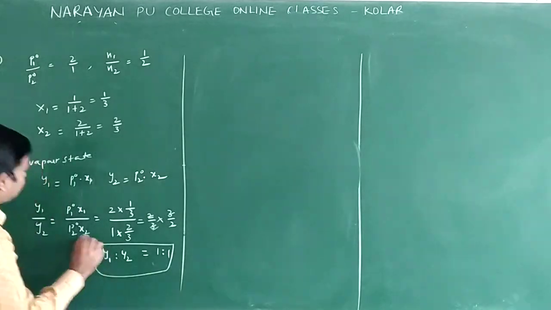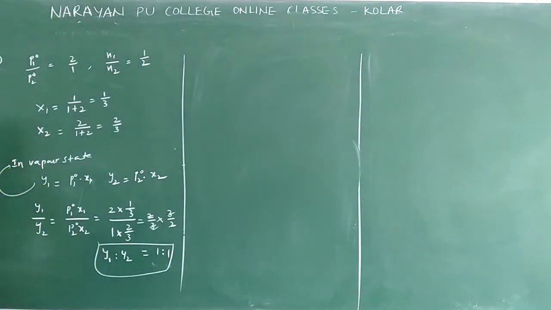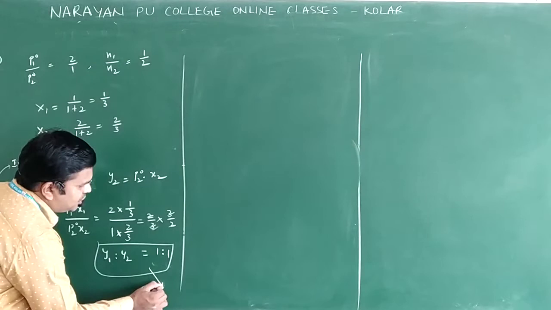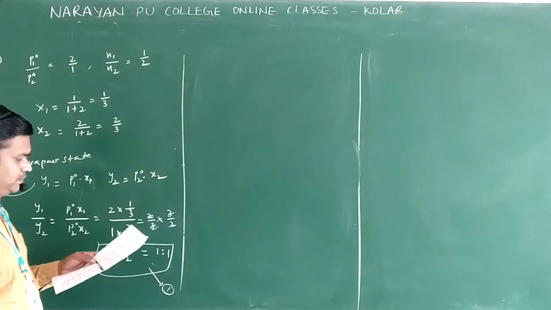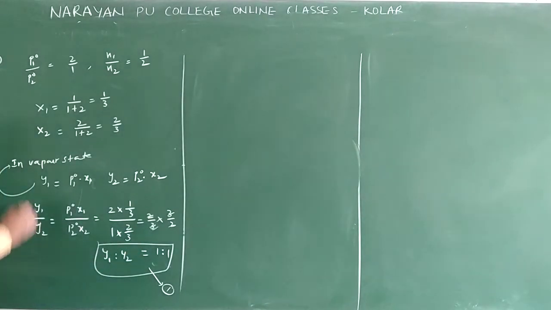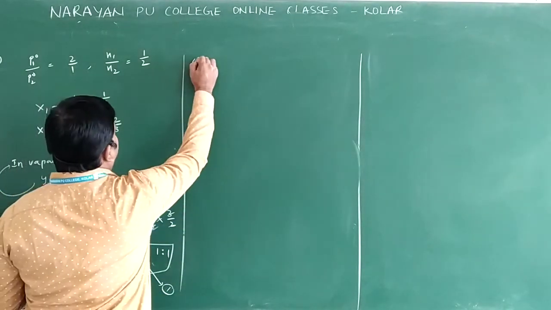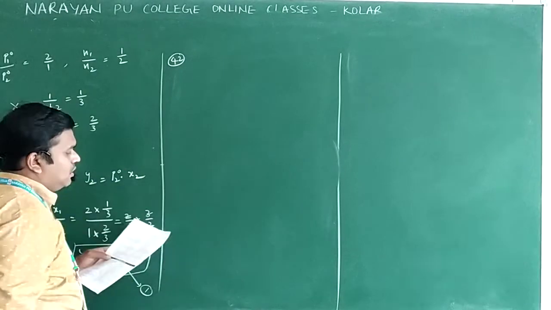What are y1 and y2? Y1 and Y2 are the mole fractions of particles in vapor state only. What is the ratio you got? 1:1. So the option is 1 only. This is question number 41. Now we can see question number 42.